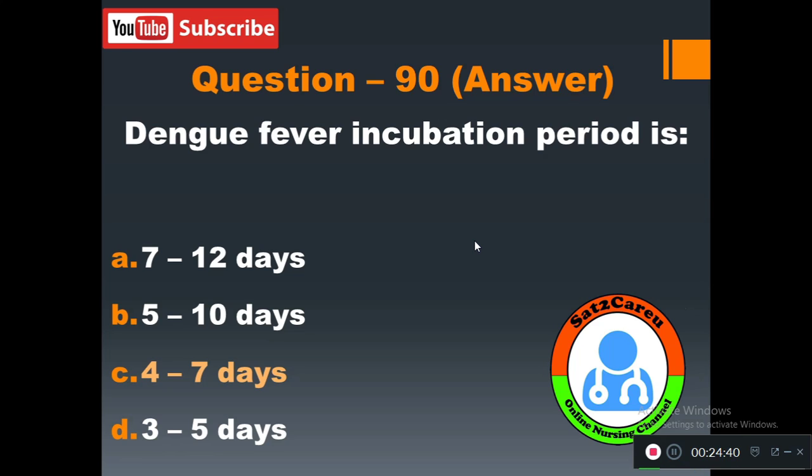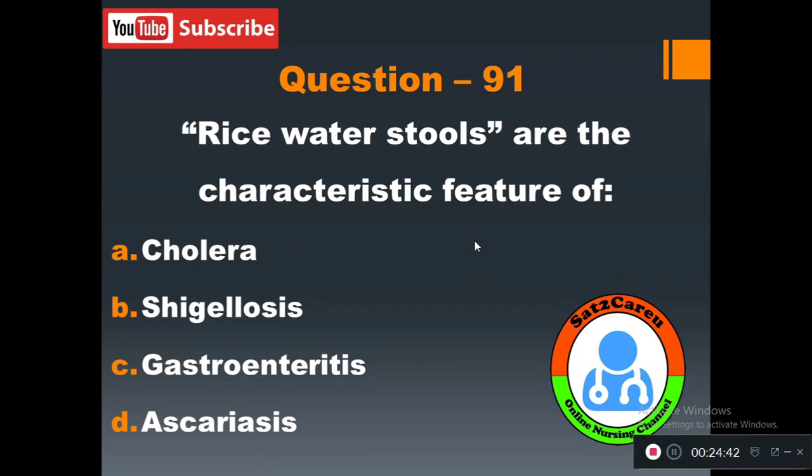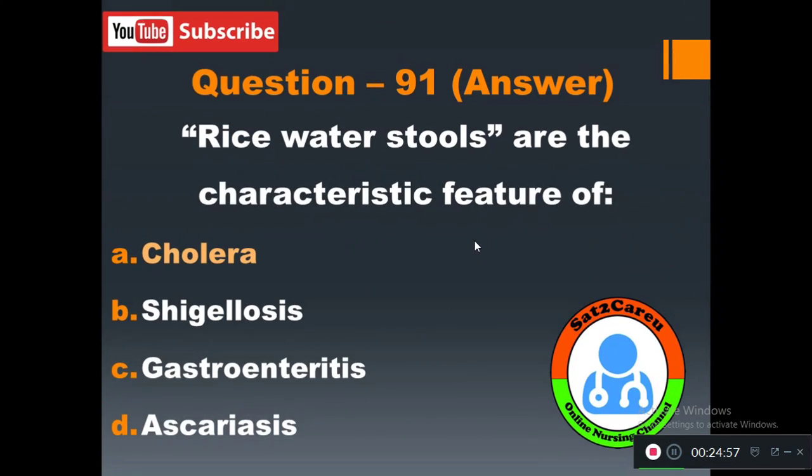Question number 91. Rice water stools are the characteristic feature of: option A, cholera; B, shigellosis; C, gastroenteritis; D, ascariasis. Rice water stool is the characteristic feature of option A, cholera.